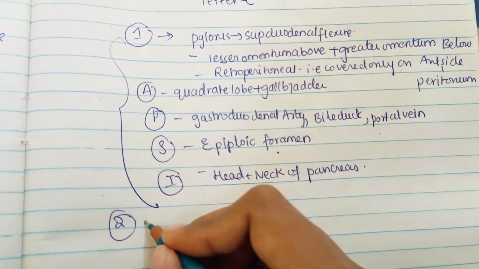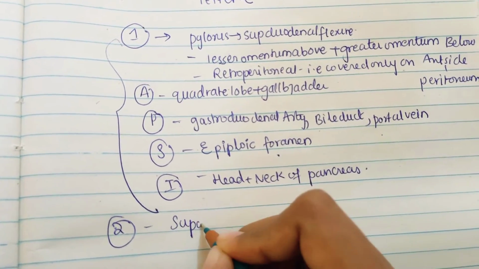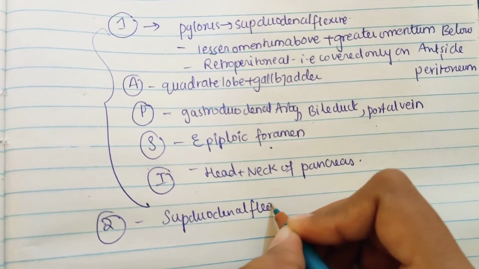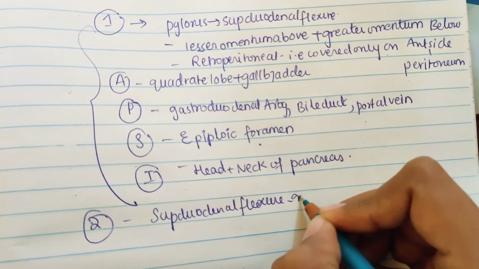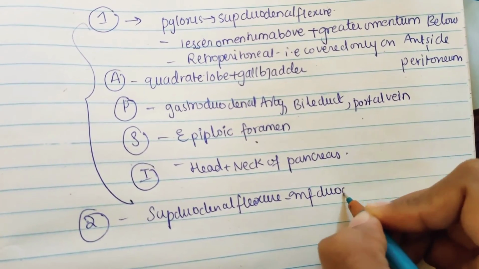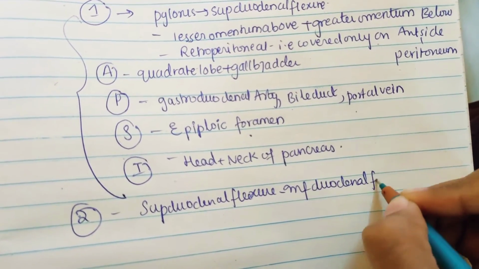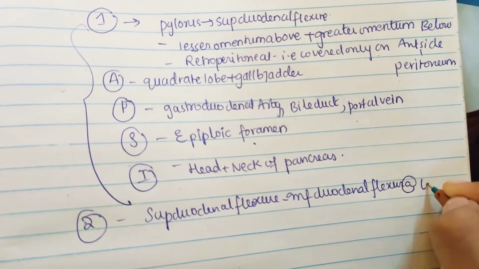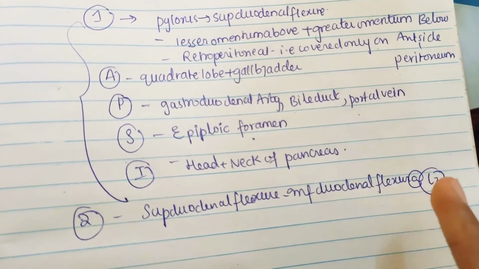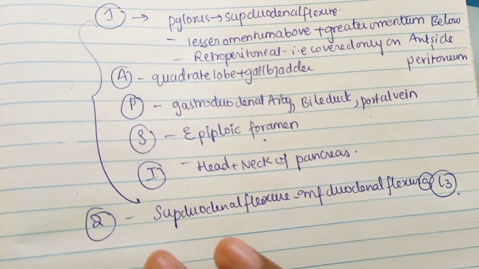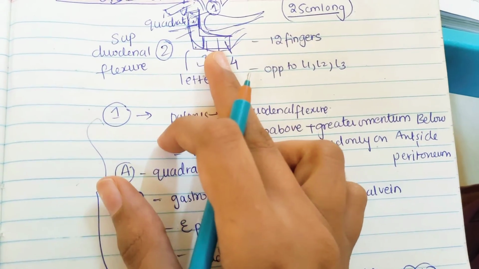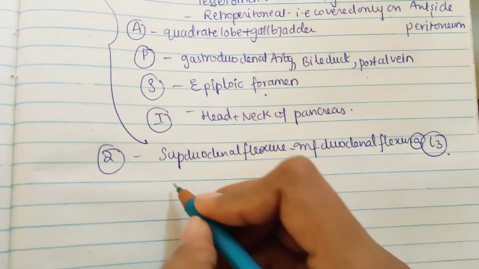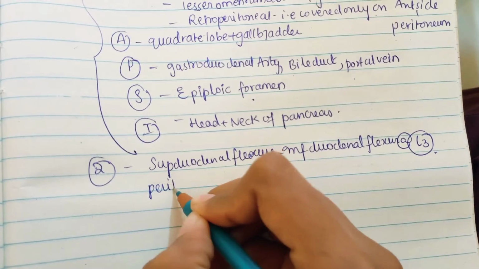So you can write the second part is from the superior duodenal flexure to the inferior duodenal flexure, at the level of the L3 lumbar vertebra. Okay, now it is continuous with the third part, right? Now coming to its relations, like peritoneal relations.